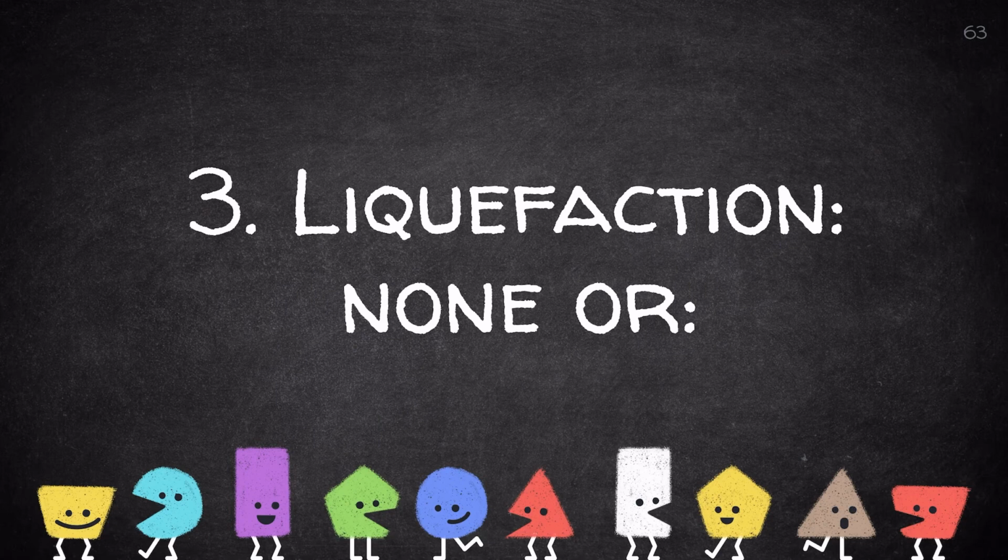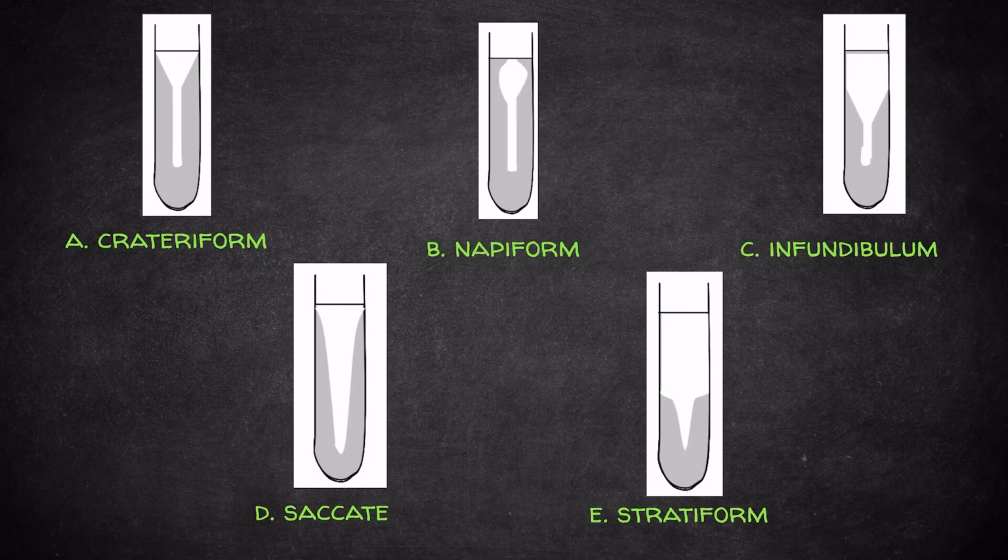Next characteristic is liquefaction. Liquefaction is the reduction of gelatin culture medium to the liquid state that is caused by enzymes produced by bacteria. The first one is crateriform, napiform, infundibuliform, saccate, and the last is stratiform.